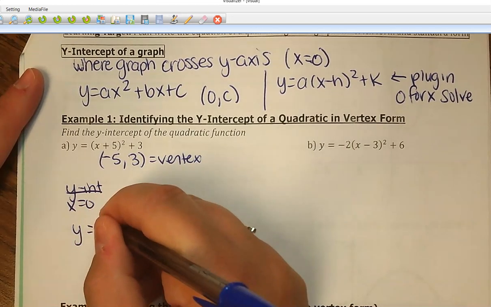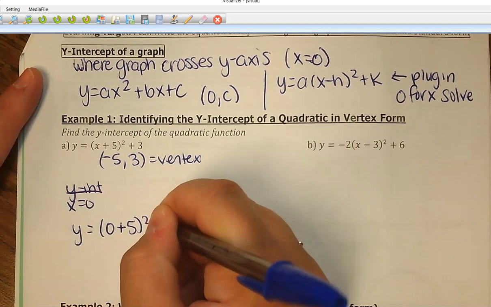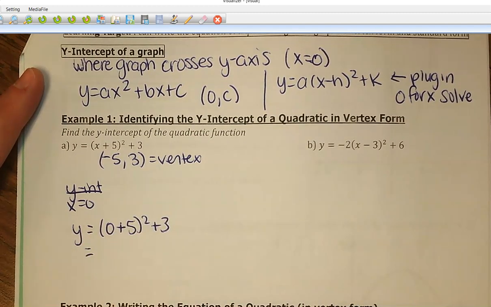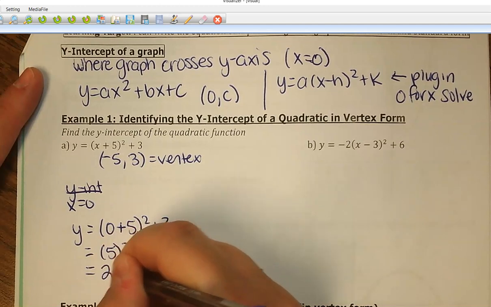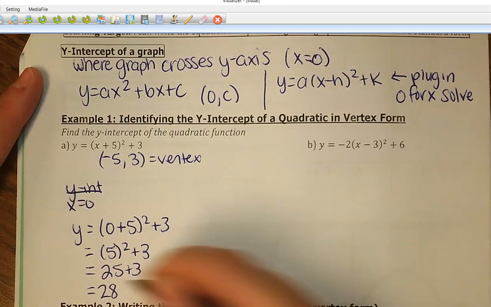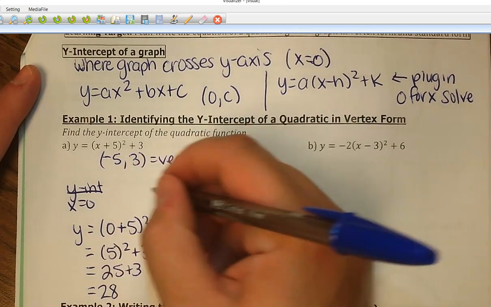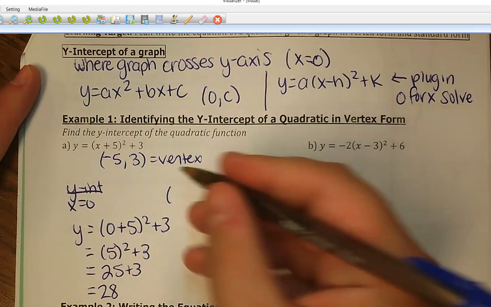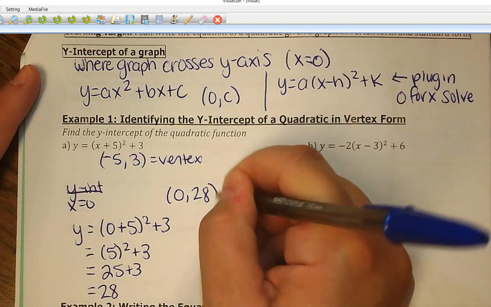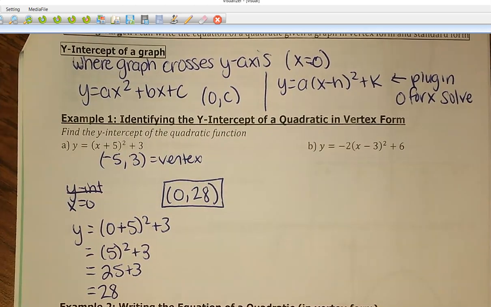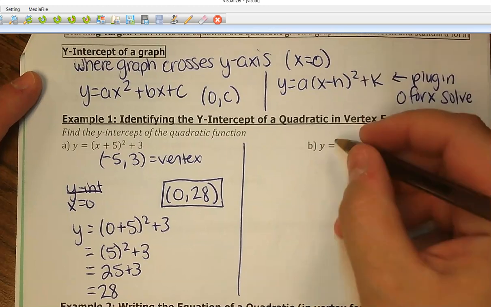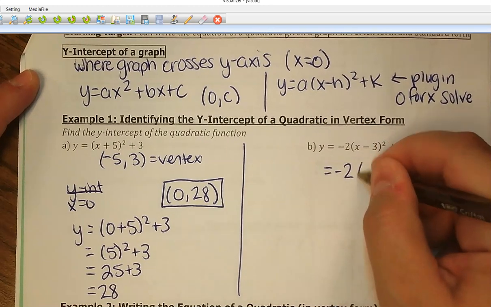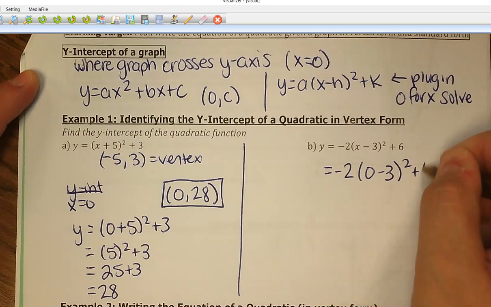So for this problem, if I put in 0 for x and simplify those parentheses, that would just simplify down to 5 squared plus 3. It's 25 plus 3, so 28. And for the actual y-intercept, I wouldn't want to see y equals 28, because that's describing a horizontal line. You'd want to write down the point, so it's (0, 28), because we got that y value by plugging in 0 for x. This next one looks a little bit different because it has a number out in front of the parentheses. But again, anytime I want to find a y-intercept, I'm going to plug in 0 for x.